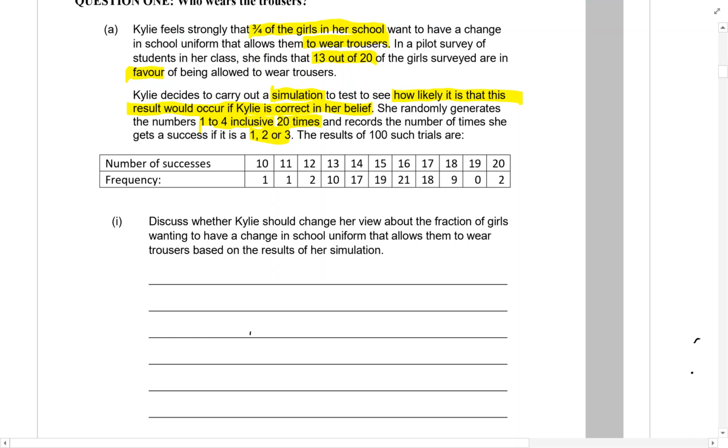So why don't you pause this video and just have a think about this, read it again, and try and get your head clear on what this is saying. So if you're confused, think of it like this. Each of those simulations, she's randomly generating 1, 2, 3, or 4. So each of those numbers is equally likely to occur. To represent a 3/4 chance of someone being in favour of the change in uniform, she's going to call 1, 2, or 3 being in favour. So if the number 1, 2, or 3 gets generated, then it represents someone being in favour of the change. And a 4 represents them being against the change.